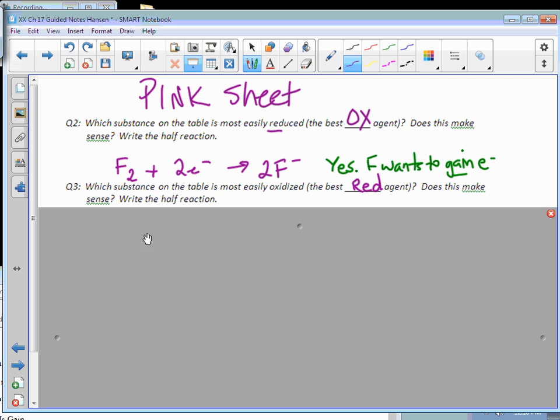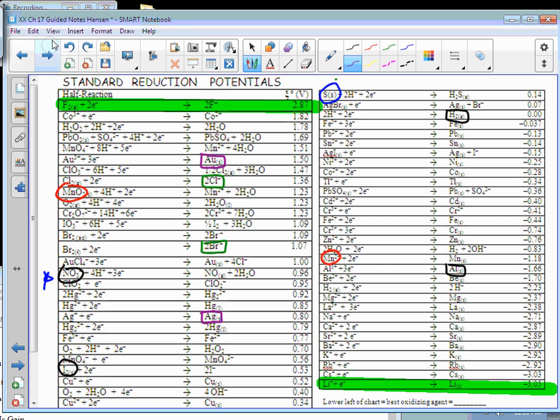All right, same sort of question. Which substance on the table is most easily oxidized? So who wants to lose electrons? If you take a look, we're talking about oxidation, so you're going to have to look at that table backwards now. If you want to look at it as oxidation, we're looking at it from products going to reactants. And when you do that, the signs change.